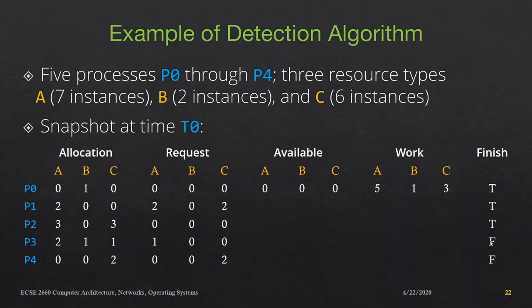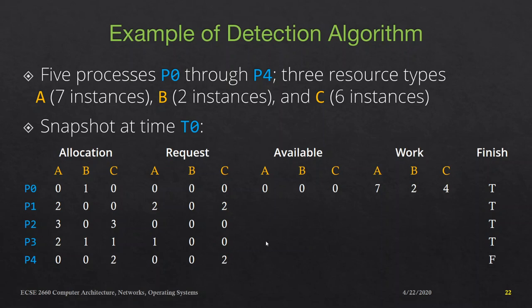Let's see if we can work on P3. P3 can, yes, P3 requires 1, 0, 0. We have 5, 1, 1. So P3 can finish. Once it finishes, it will release 2, 1, 1, which will be added to work. So 2 will make this 7. This will go up by 1, and that one will go up by 1 more. So we have got that, and P3 was finished. So that becomes true. The last process is P4, 0, 0, 2.